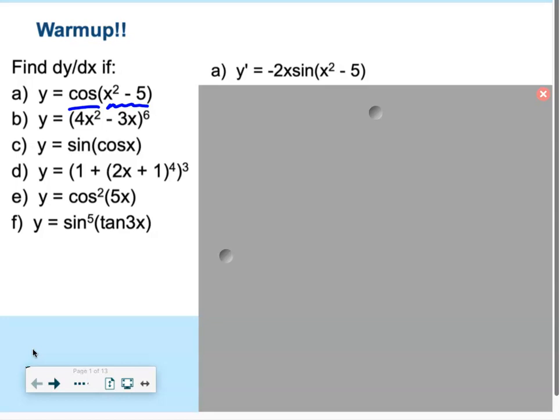Well done. Letter B. So when you are doing a derivative of like guts to the 6, don't even think about what's in there. Just think guts to the 6. What's the derivative of guts to the 6? 6 times guts to the 5th, right? The guts don't change. Guts stay the guts. So you have 6 times guts to the 5th, and then you multiply by d guts. So the derivative of the guts would be 8x minus 3. So 6 guts to the 5th times 8x minus 3. Good.